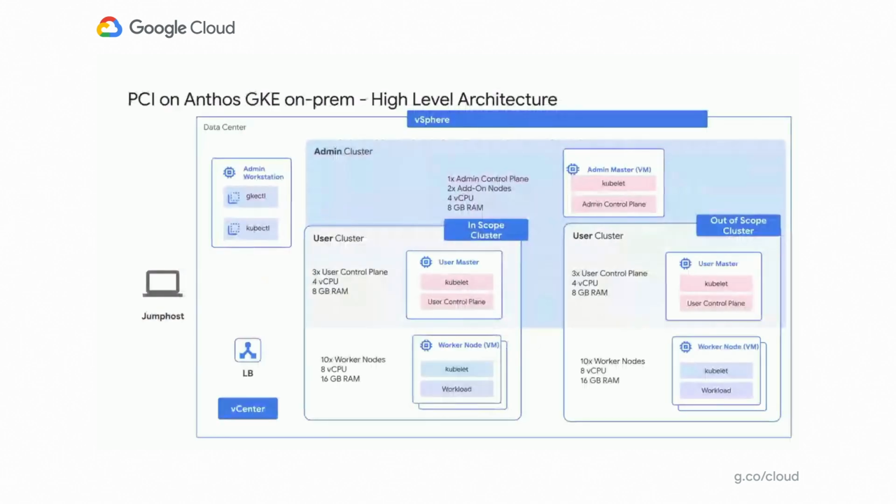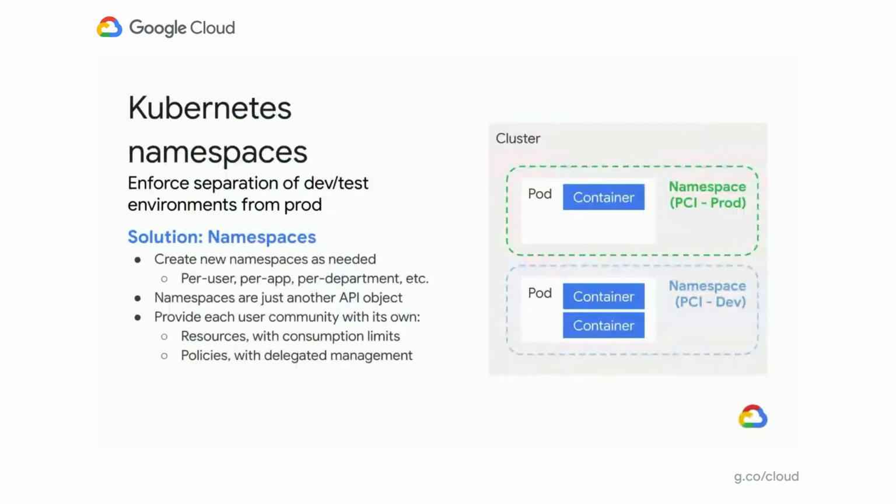For the PCI on Anthos on-prem blueprint, the first layer of segmentation is addressed through separate clusters. We create two user clusters, one for in-scope, your cardholder data cluster, and one for the out-of-scope workloads. And then building upon the segmentation, we have segmented the pods within a cluster, but you further need to demonstrate separation of maybe dev and test versus prod environments to your auditor, or you need to segment application profiles. This is where you would use different namespaces.